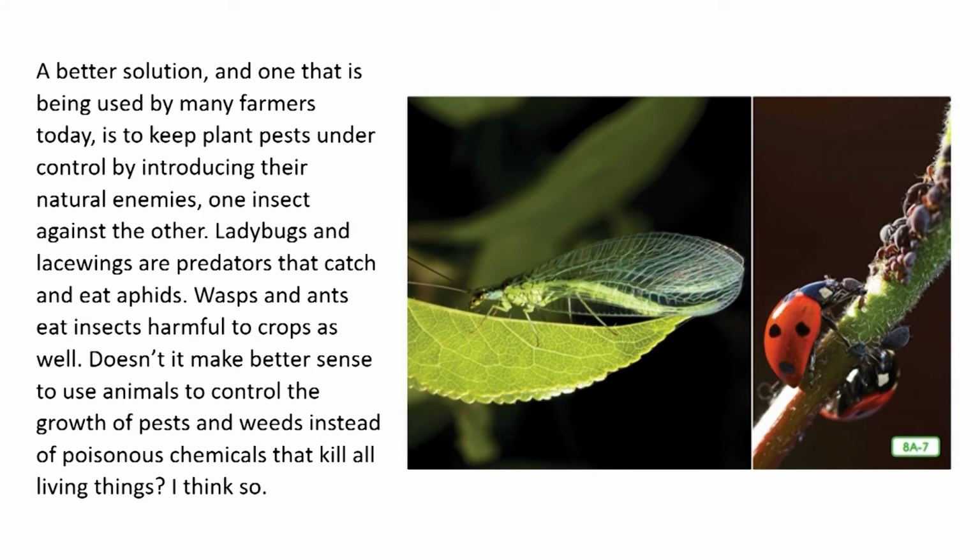A better solution, and one that is being used by many farmers today, is to keep plant pests under control by introducing their natural enemies, one insect against the other. Ladybugs and lacewings are predators that catch and eat aphids. Wasps and ants eat insects harmful to crops as well. Doesn't it make better sense to use animals to control the growth of pests and weeds instead of poisonous chemicals that kill all living things? I think so.